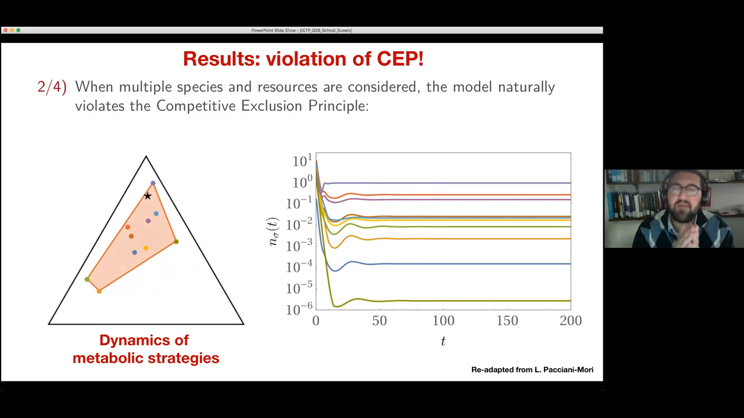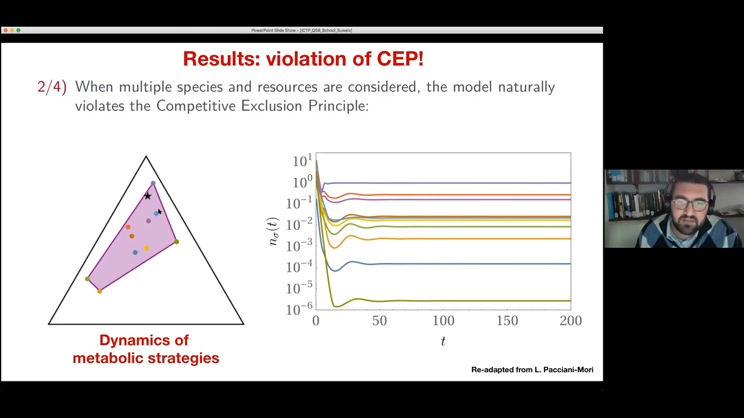Okay, so this is what happened. There is a dynamics of the metabolic strategies along this simplex, and finally all metabolic strategies self-organized in a way that the supply rate, at the stationary condition, is inside the convex hull. And in fact, as you can see, all the species survive. The wild species is the closest one, the most abundant one.